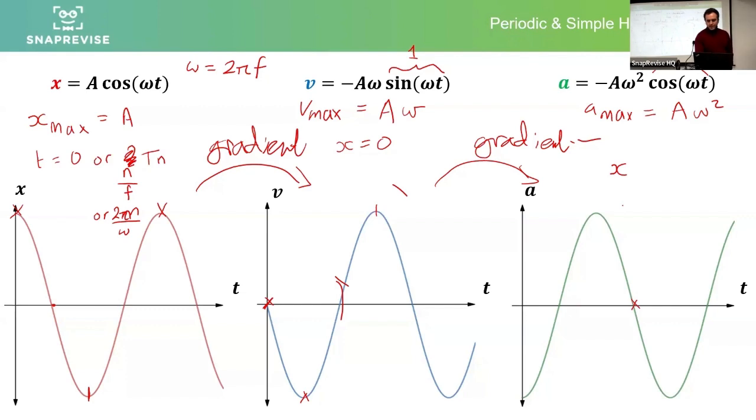So it occurs when x is equal to minus a. I'll say plus or minus a, as long as you reverse the sign. So when x is at minus a, the acceleration will be at its positive maximum. When x is at its highest point, the acceleration will be at its negative maximum magnitude. Okay.